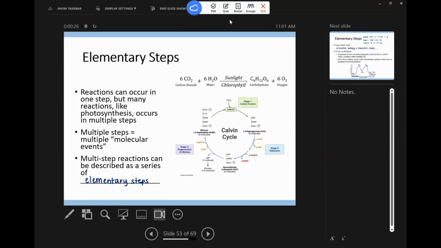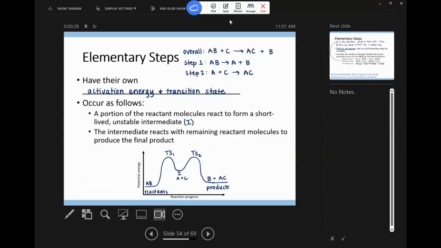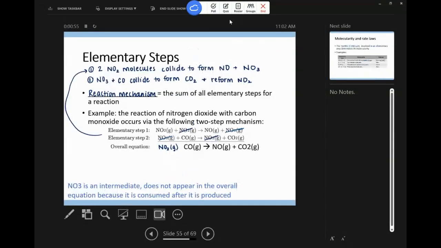So we call these elementary steps. Elementary steps each have their own activation energy and their own transition state. And so as we go through a complete reaction with multiple elementary steps, we pass through different transition state energies. And if we're not at the very last step to produce the final product, then we are producing intermediates. And then the intermediate will continue and react through its own activation energy and transition state.